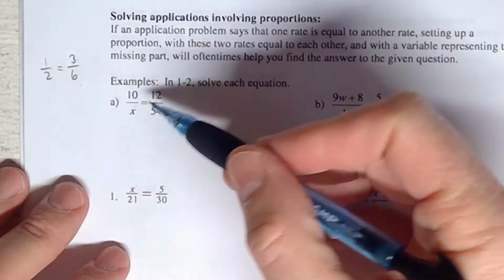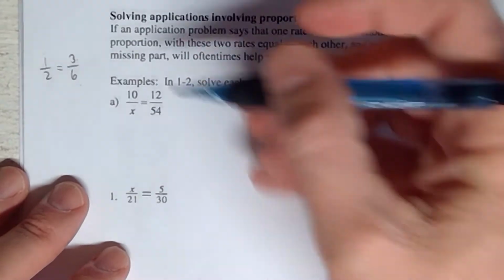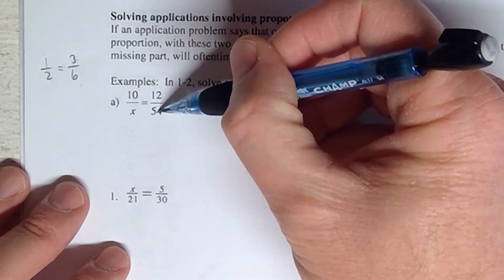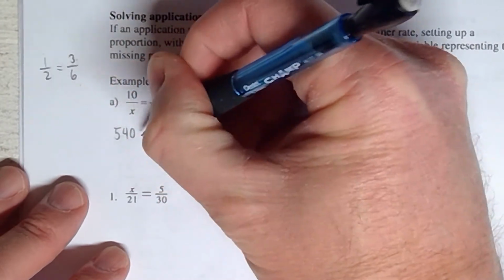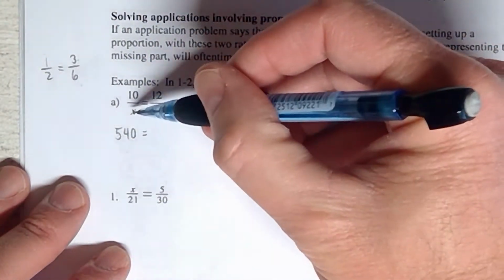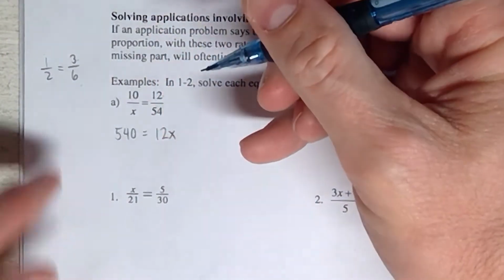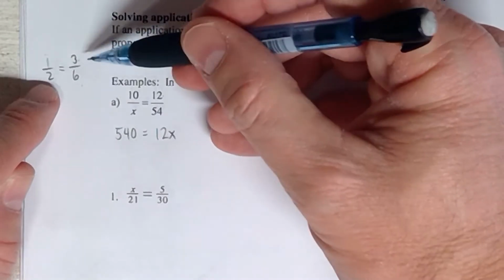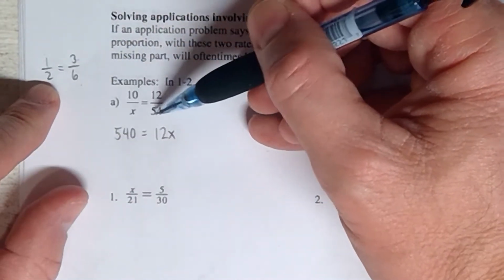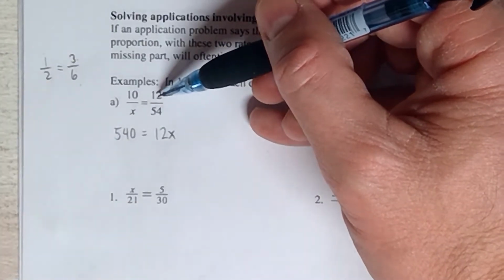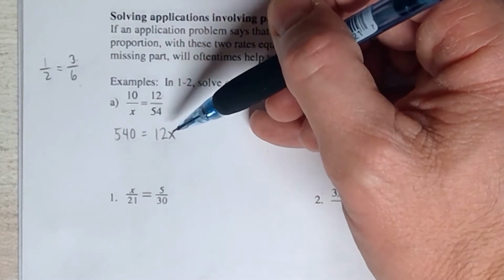Now since we do have a single fraction on each side, let's go ahead and actually do the cross multiplication. 10 times 54, what's that equal to? Your calculator will tell you that that is equal to 540. And then x times 12 is equal to 12x. And so just like up here where we found out that the two cross multipliers were equal to each other, it would make logical sense that the two cross multipliers here would also be equal to each other, and that's why I put that equal sign in between the two answers there.